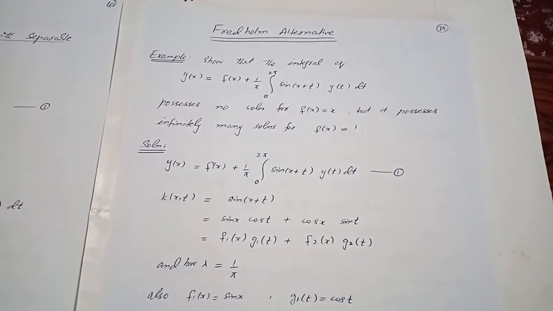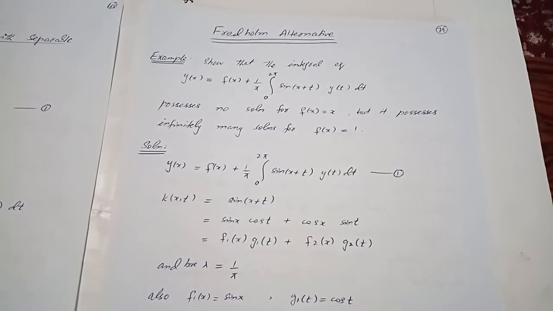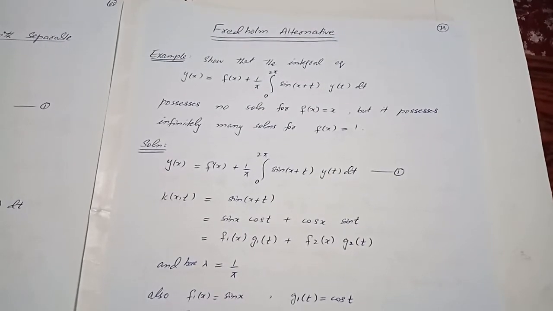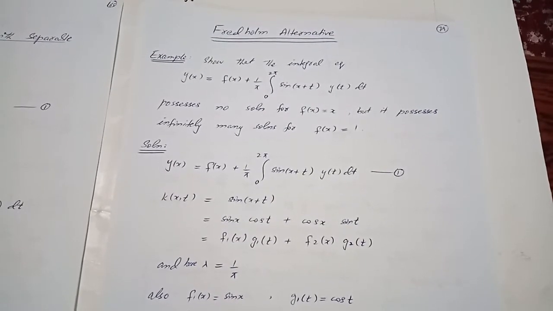I am here again with a new method, that is the Fredholm alternative, from chapter number 4 that we were doing. Right now we have to solve this example. Show that the integral equation possesses no solution when f of x is x, but it possesses infinitely many solutions when f of x is equal to 1.